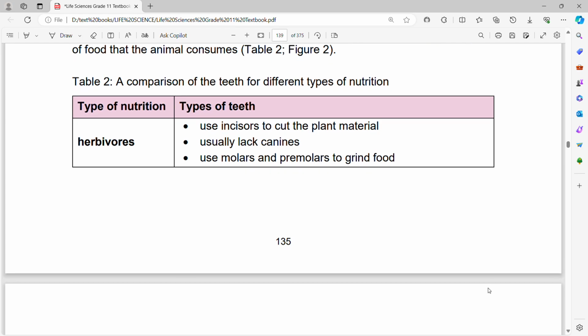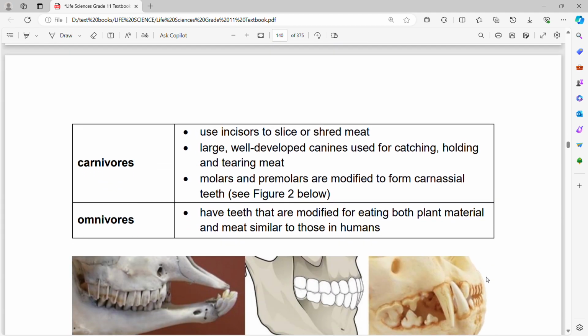So herbivores use incisors to cut the plant material. Herbivores eat plants. They use incisors to cut the plant material. They usually lack canines and use molars and premolars to grind food. So they only need to cut and to grind food, right? So to cut we have incisors, and to grind food we have molars and premolars, and canines will be absent in herbivores, the plant eating organisms.